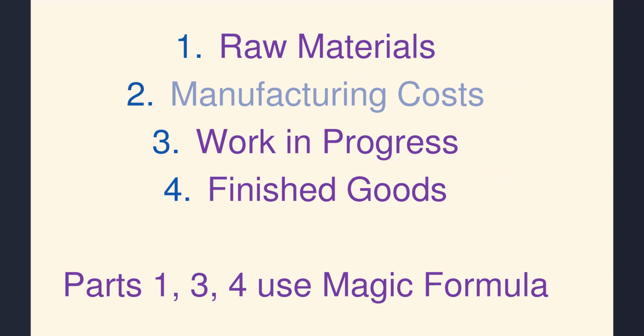As mentioned before, there are 4 sections to the cost of goods sold schedule. In the first section, we take a look at raw materials, and we use that magic formula to determine the raw materials used during the period. In the second section, we look at those manufacturing costs. In the third section, we take a look at our work in progress. This will give us our cost of goods manufactured. And finally, we use the finished goods account to determine our cost of goods sold. Again, in parts 1, 3, and 4, we use that magic formula to determine the amount that we need.